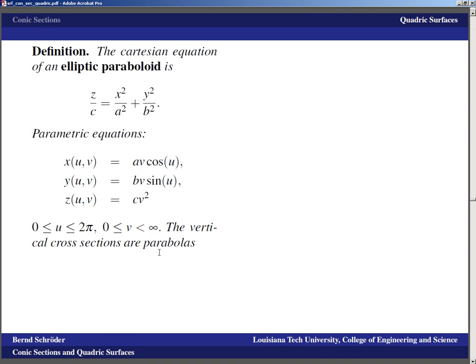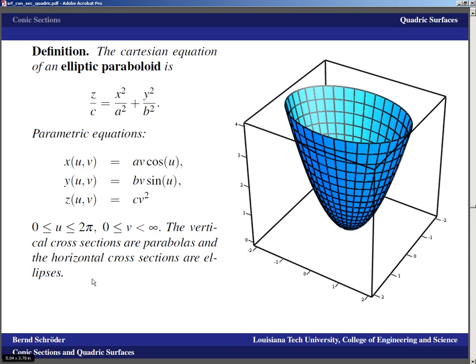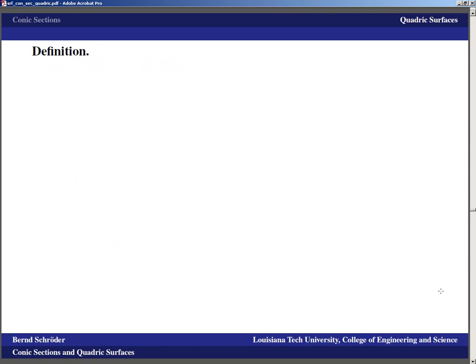Vertical cross-sections are parabolas, as mentioned. Horizontal cross-sections are ellipses. And here's what these things look like. Basically, we've seen round paraboloids a couple of times already. An elliptic paraboloid is basically the same story, only that it's also squeezed on the side so that we get elliptic rather than circular cross-sections.